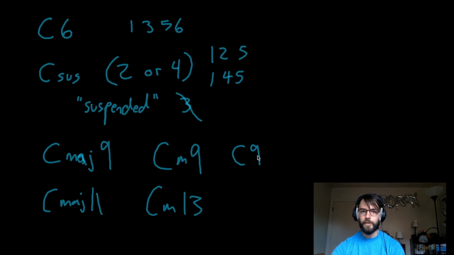If it's an extension, a 7, 9, 11, or 13. Otherwise, it could just be a 6. So there's no 7, it just goes to 6 and then stops. All right, so then to wrap it up would be alterations.